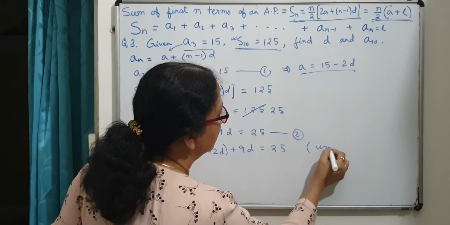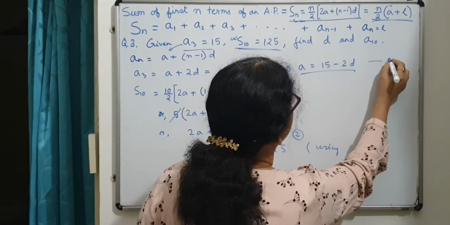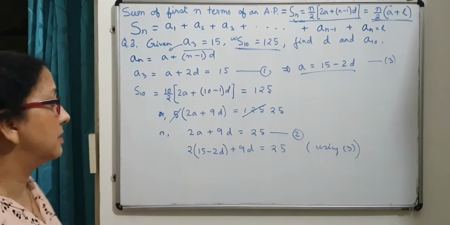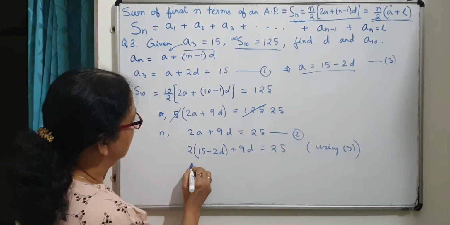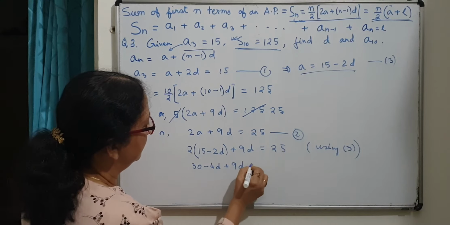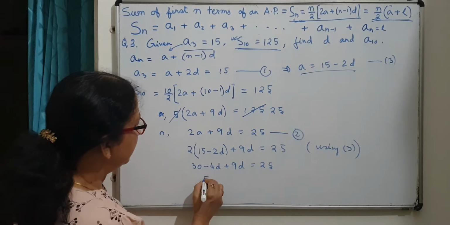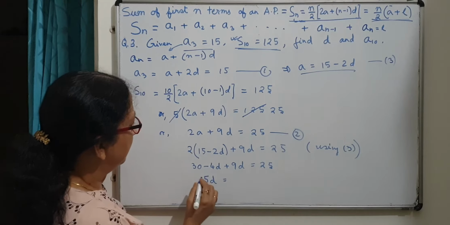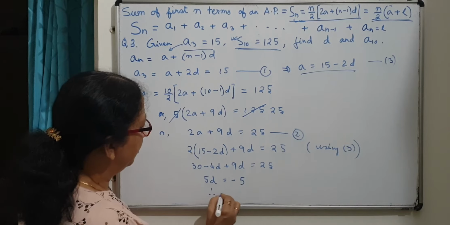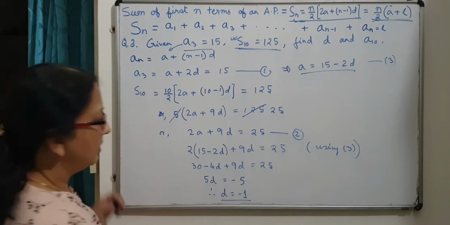Right, so it is 3. Next time using the method of substitution. So let us simplify. So it is 5D. It will go to that side, so it will become minus 5. So therefore D is equal to minus 1. So I got one variable, D is minus 1.